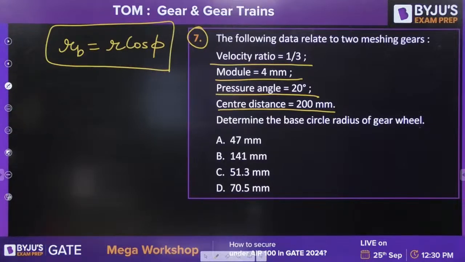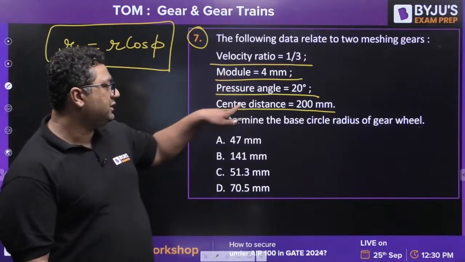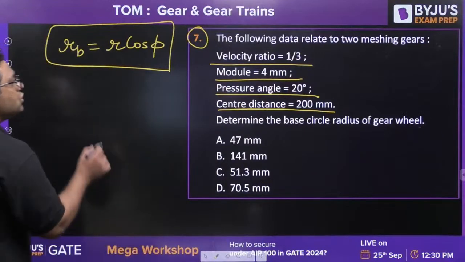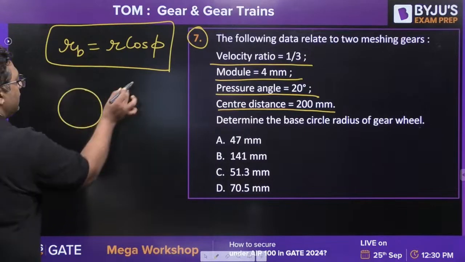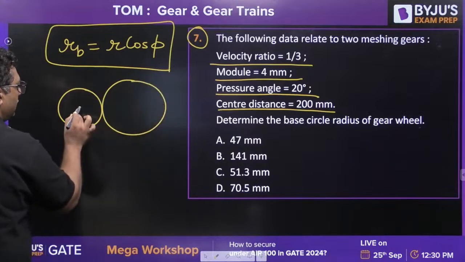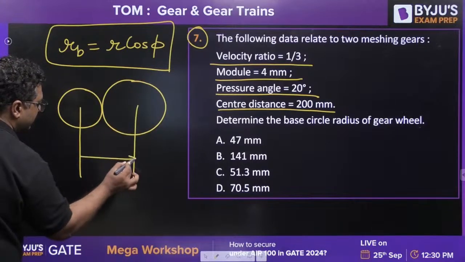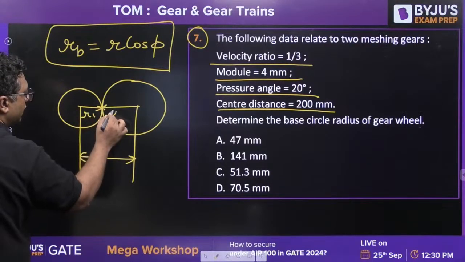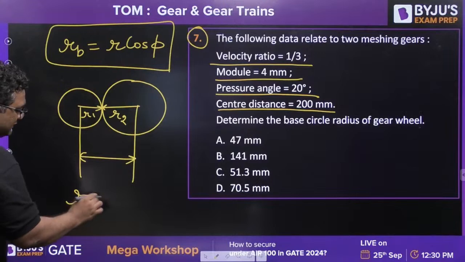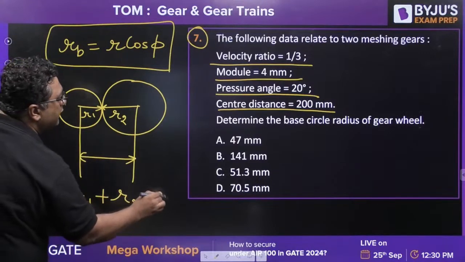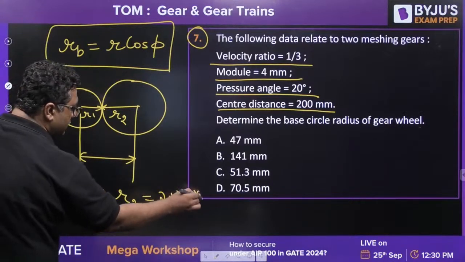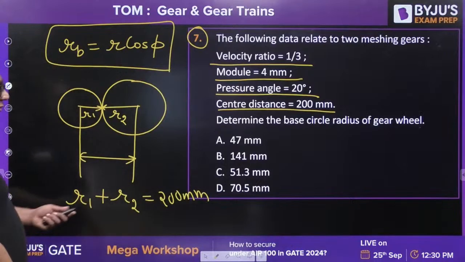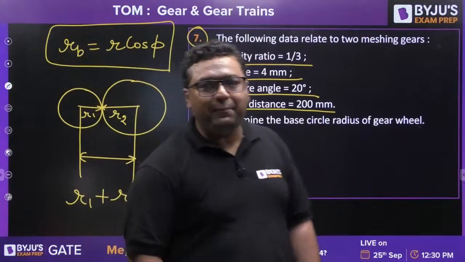Yes, try this. RB is R cos phi. They have given you the velocity ratio and center distance. So there are 2 gears, 1 and 2. You know once again what is center distance? This is R1 plus R2. So R1 plus R2 is 200 mm. Okay, it is given to us. Determine the base circle radius.